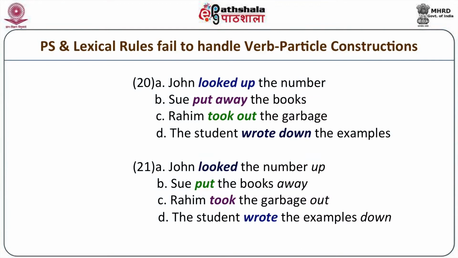The second difficulty is a bit more complicated. It shows up in sentences like John looked up the number, having a variant, John looked the number up. Sue put away the books, having a variant, Sue put the books away. Rahim took out the garbage, having a variant, Rahim took the garbage out. The student wrote down the examples, having the variant, the student wrote the examples down.